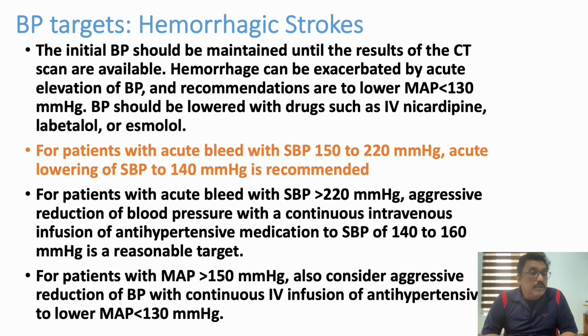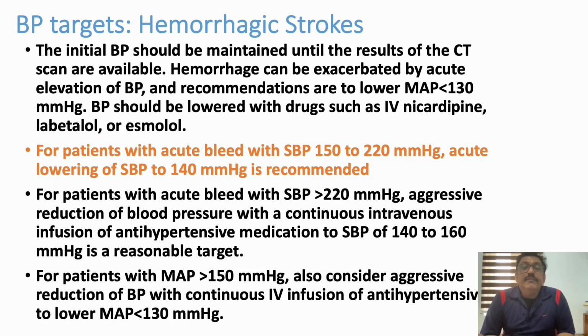that surrounding area may be supplied by the collaterals. If systemic BP is maintained, that collateral circulation will be maintained. If you reduce the BP, sometimes the collateral circulation can reduce, and the ischemic penumbra also may die. That's why we don't reduce the BP drastically in any type of stroke.